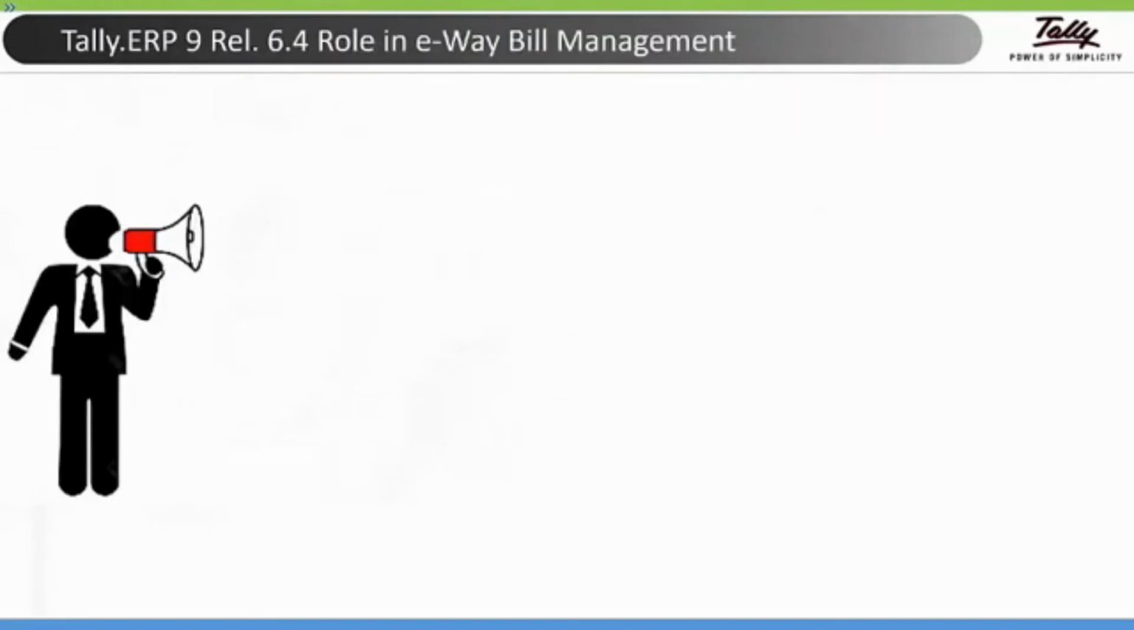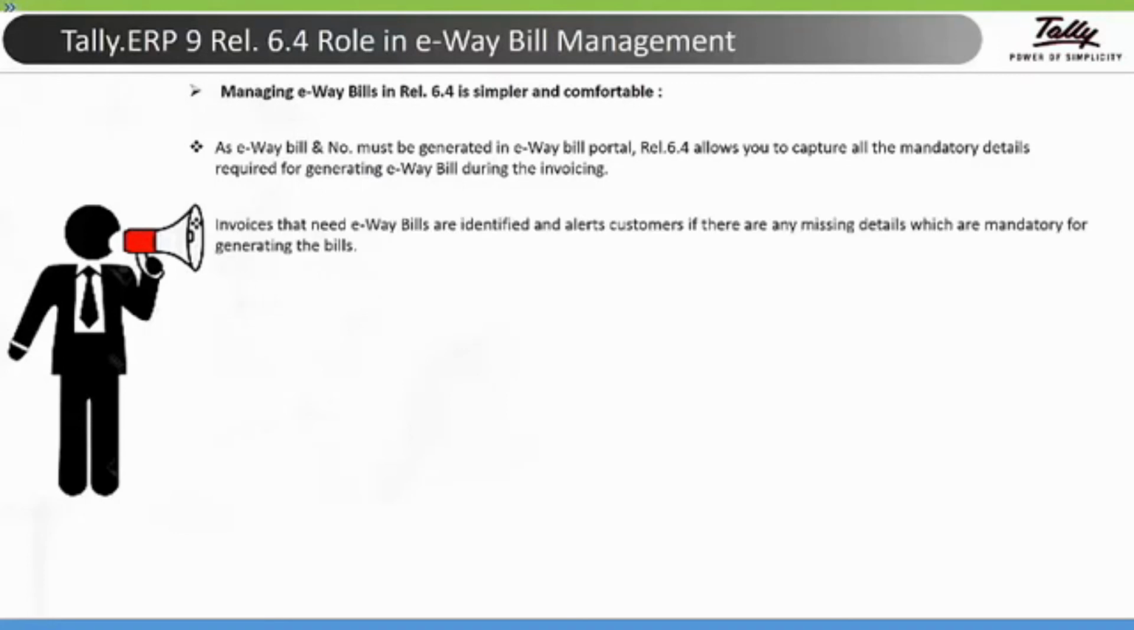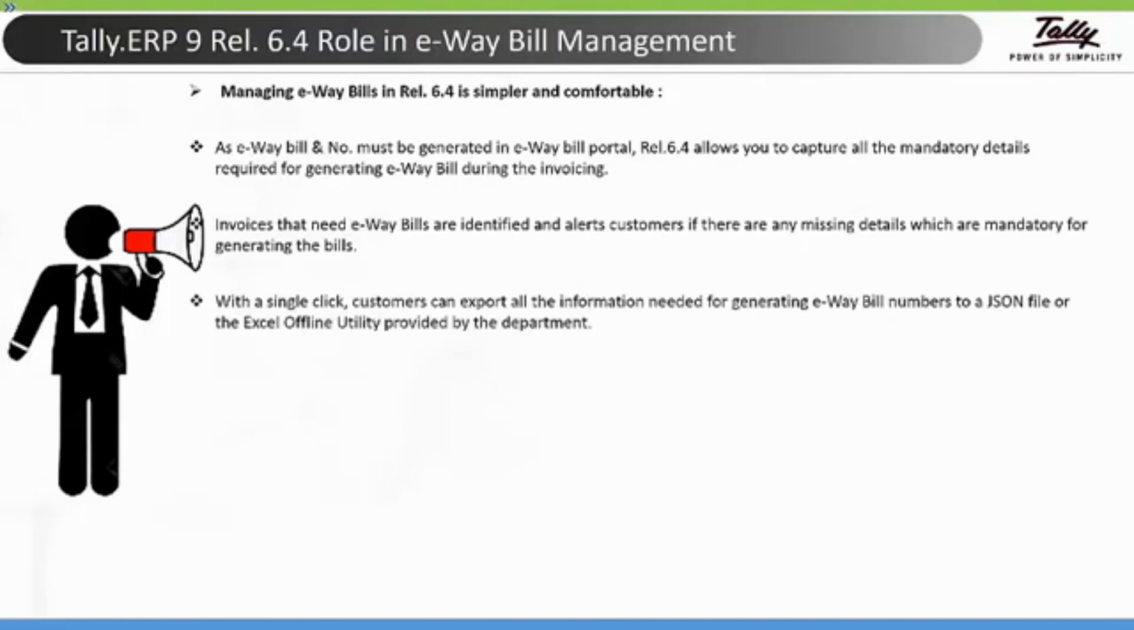And with this, we can say the Tally ERP9 Release 6.4's role in e-way bill management is that managing e-way bills in Release 6.4 is simpler and more comfortable, as the e-way bill number must be generated in the e-way bill portal. Release 6.4 allows you to capture all the mandatory details required for generating e-way bills during invoicing. Invoices that need e-way bills are identified and customers are alerted if there are any missing mandatory details. With a single click, customers can export all the information needed for generating e-way bill numbers to a JSON file or the Excel offline utility provided by the department.